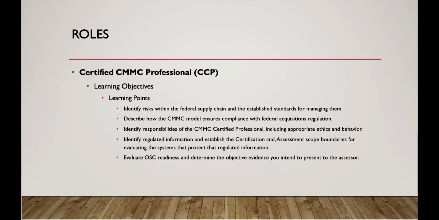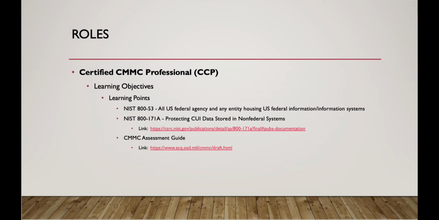On the slide, you'll see there's various learning objectives that they have called out. But some big key ones here are: identify risks within the federal supply chain, describe how the CMMC model ensures compliance with federal acquisition regulations, regulated information, and establish certification and assessment scope boundaries. Again, there are many various aspects of it, but the bottom line is you have to be able to assess what the risks are, understand the controls, and then recommend implementation of things to fix those issues.